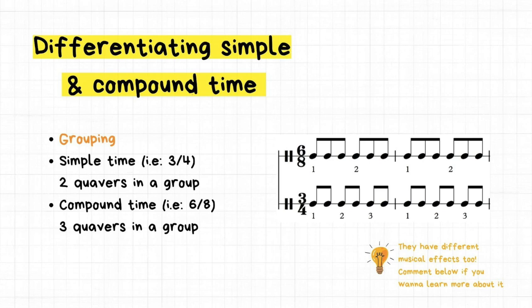You should also know how to differentiate the simple and compound time. And it is through looking at the note grouping. In simple time, for instance, 3-4, there will be 2 quavers in a group, and in compound time, like 6-8, there will be 3 quavers in a group. In this diagram, we can see the differentiation. They also have different musical effects.